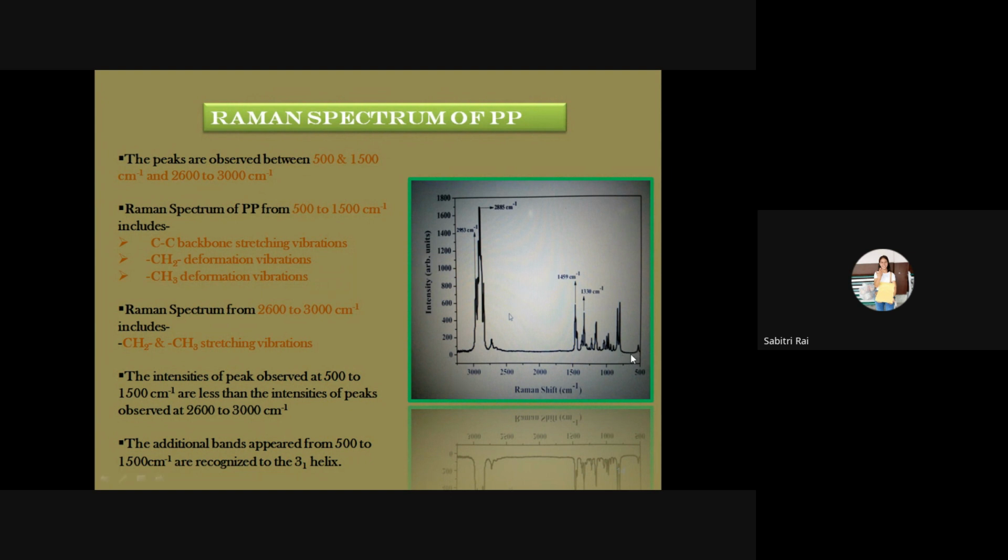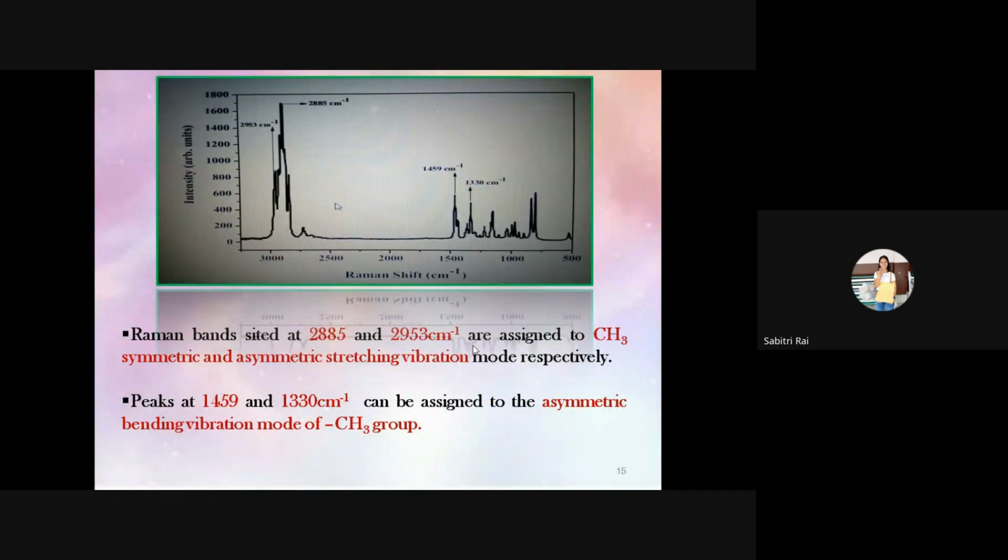The additional bands appearing between 500 and 1500 are recognized to be the 3-1 helix, which is the normal conformation in isotactic polypropylene polymorphs and mesomorphic phase. We observe the Raman bands at 2885 cm⁻¹ and 2953 cm⁻¹, which are due to the CH3 symmetric and asymmetric stretching vibrations. Then the peaks at 1330 cm⁻¹ and 1459 cm⁻¹ are due to the asymmetric bending vibration of CH3.